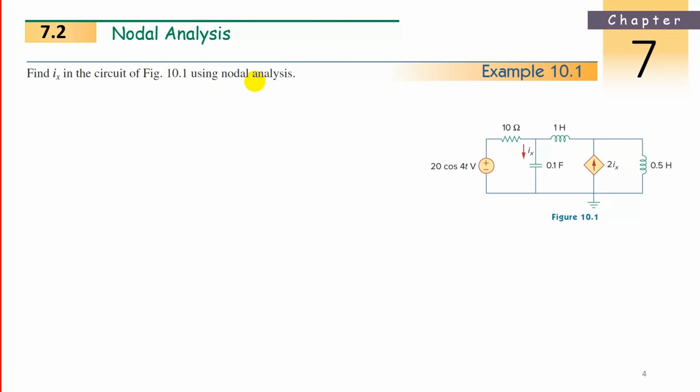See, observe the question properly. Which analysis am I asking? If nothing is given, find Ix, then you can use any technique. You have many techniques in electrical circuits to solve it. But if I mention in the question itself, use node analysis, use mesh analysis, use superposition technique, use Thevenin's technique, then you have to use that technique only, no other way.